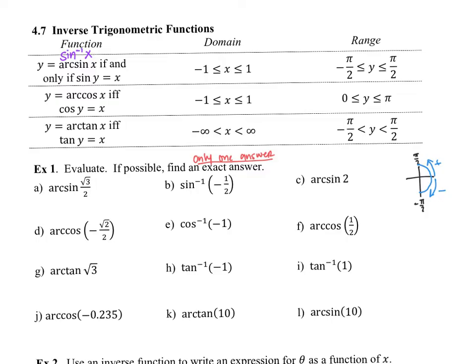Okay, so now I'm thinking the arcsine of √3/2 is saying what is the angle when the sine value is √3/2? This is one of the locations where the sine value is √3/2. That's π/3. That's a valid answer because it's within that restriction.